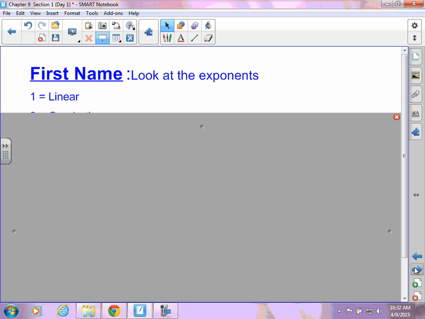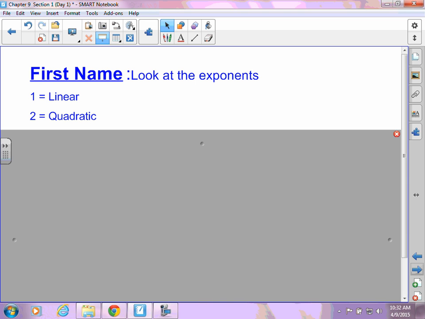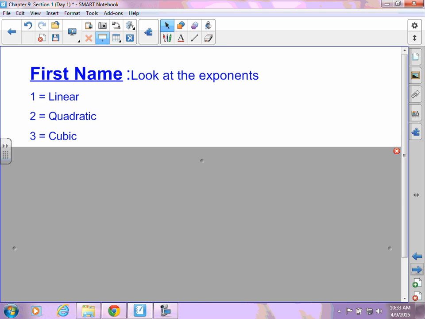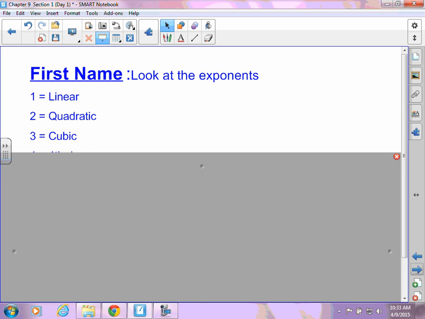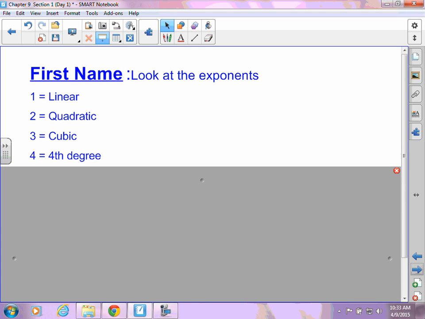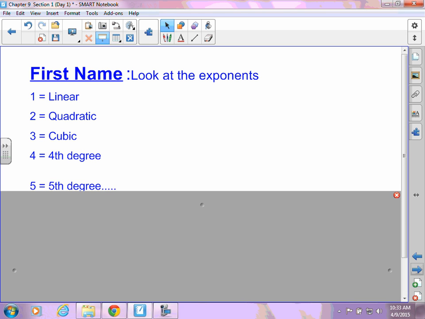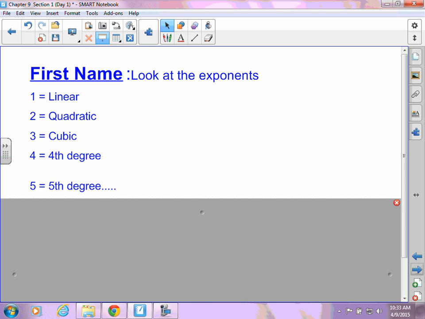If the highest exponent is a 2, the first name will be quadratic, okay? If the highest exponent is a 3, we call it cubic, right? And then after your 4th child, it's like I give up with the special names. I'm just going to go 4th degree. I don't care anymore. You're just another person in the family, right? If you have the 5th child, you're just going to be 5th degree or 6th degree or 7th degree or 8th degree. There's no la-di-da name, okay? Right, so that's the first name.